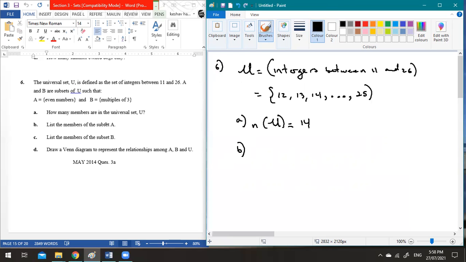List the members of the set A. And the set A is even numbers. So what are the even numbers out of these numbers here? The even numbers will start at 12 and finish at 24. So 12, 14, 16, 18, 20, 22, and 24.